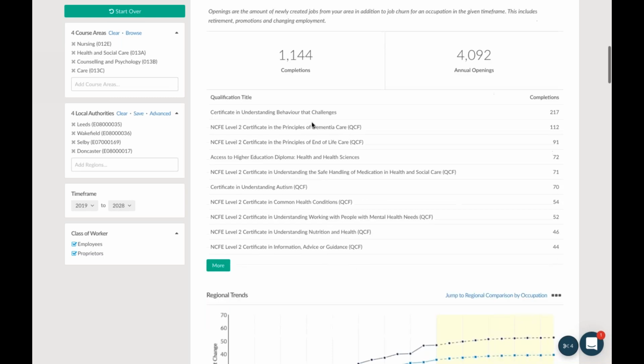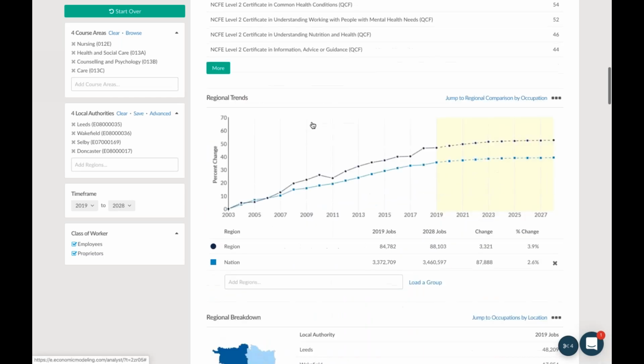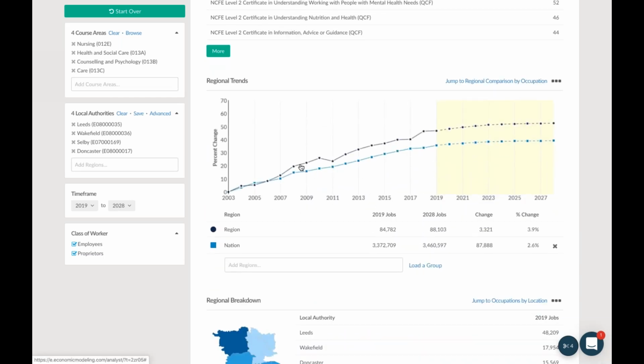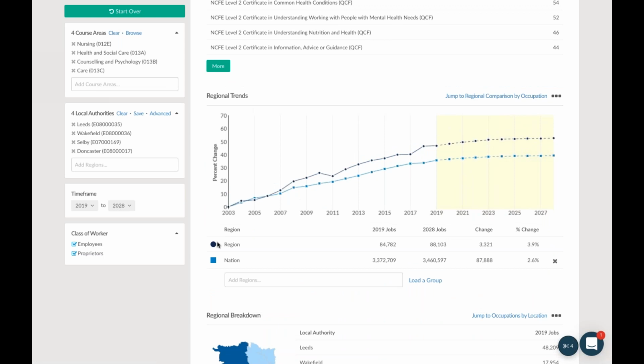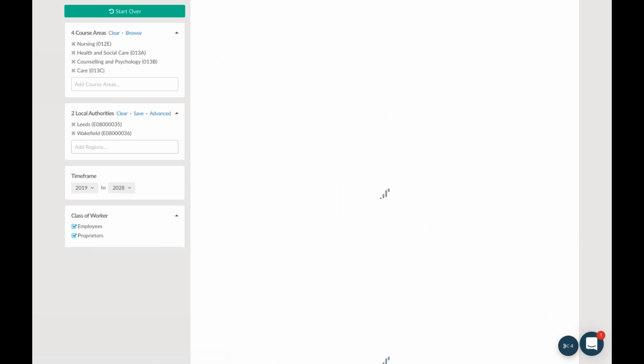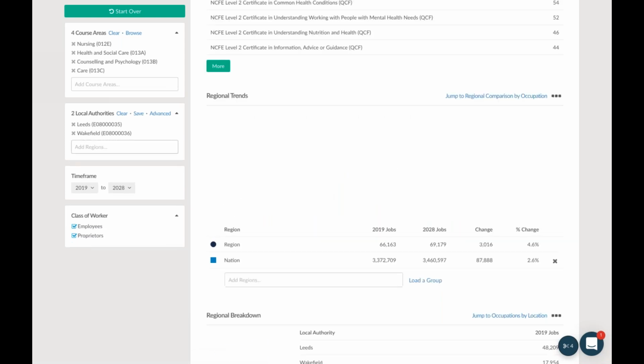So moving down, we can then see some regional trends. What we've got on here is the region. The region that we've selected, because we've selected four areas up here, four local authorities, that is our region. If we only selected two areas, that would still be the region. So let's deselect a couple of these for a second. Let's take out Doncaster and Selby. So now we're just looking at Leeds and Wakefield.